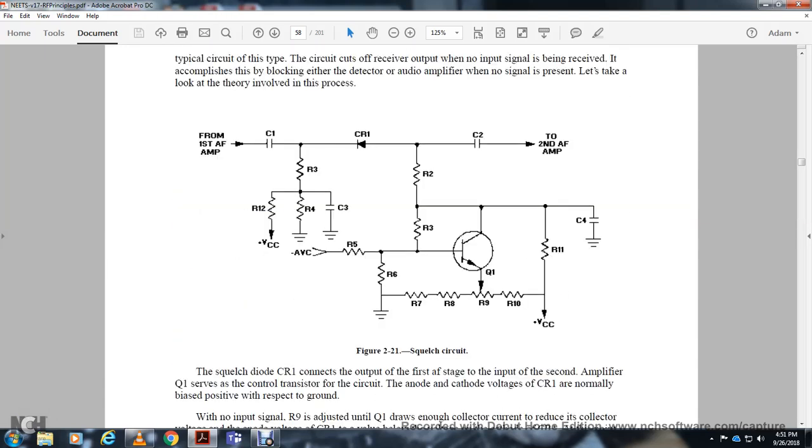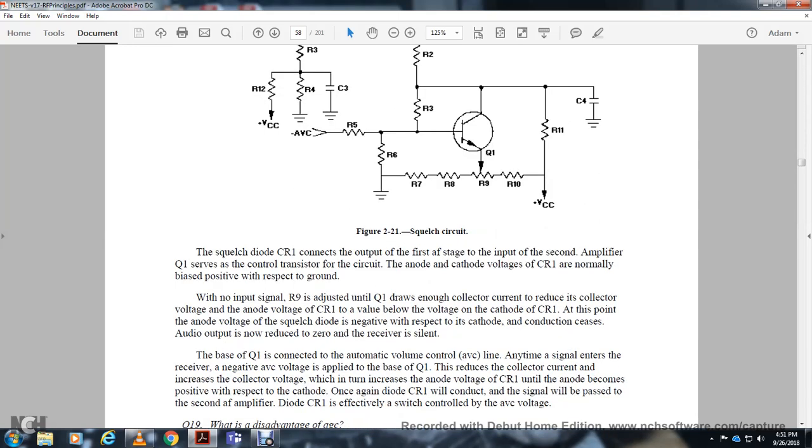The squelch diode, diode 1, is connected between the output of the first audio amplifier and the input of the second amplifier, with transistor 1 as the control transistor. The anode and cathode voltage of diode 1 is normally positive at the base with respect to the ground. When there is no input signal, resistor 9 biases transistor 1 with enough collector current to reduce the collector voltage, which reduces the anode voltage of diode 1 below the voltage at the cathode. The squelch diode is then negative with respect to the cathode and does not conduct, so the receiver audio output is reduced to zero, with the result that the receiver is silent.